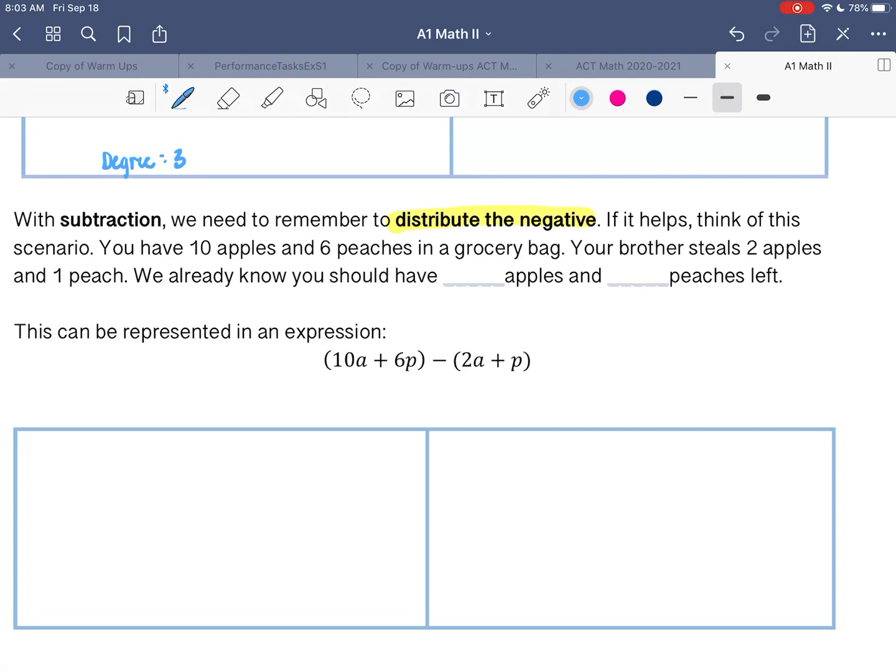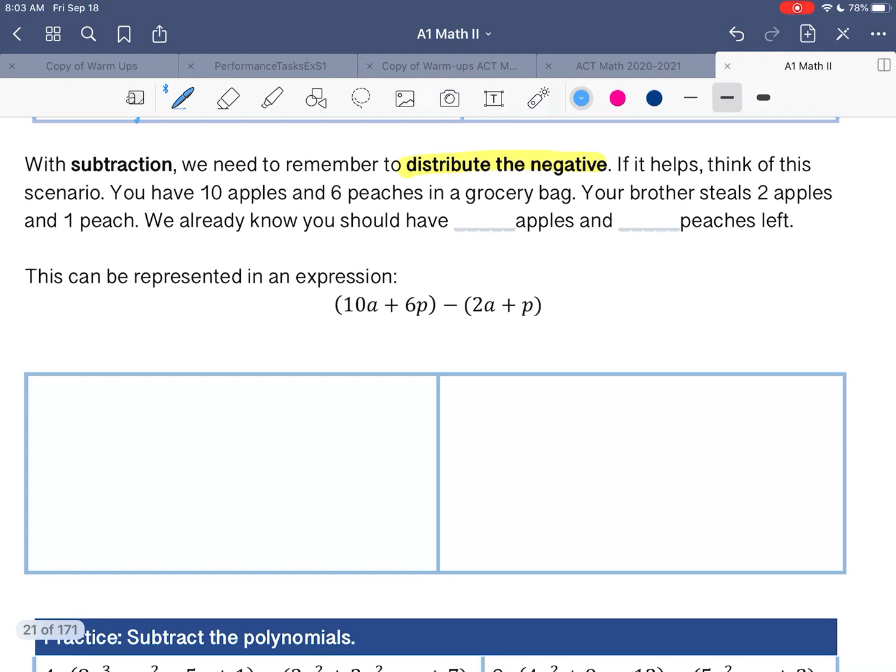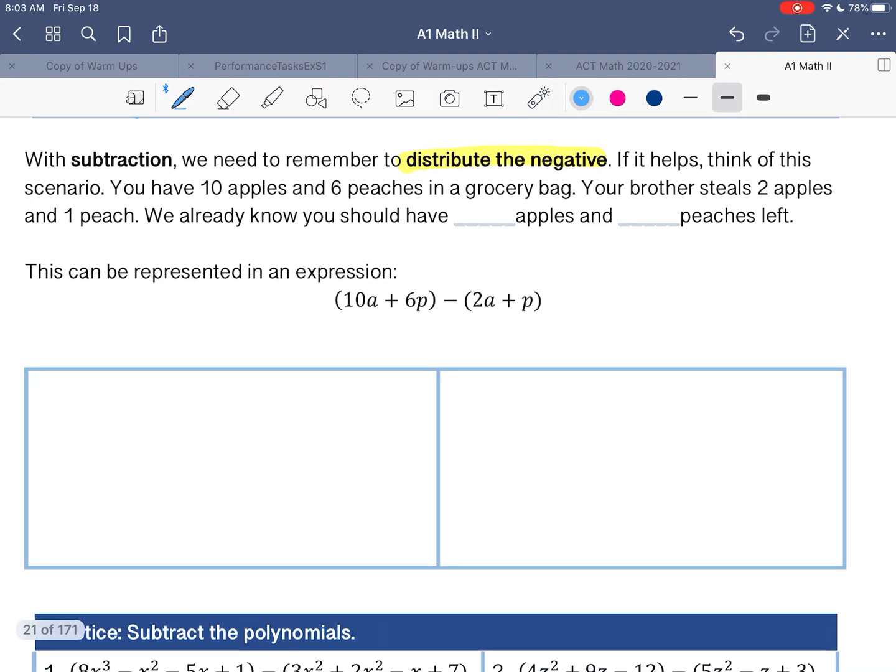So what we're going to do is sort of do an exercise in like a word problem, which I know everybody groans with word problems, but this is to help us recognize the need to distribute a negative. So this is my scenario. We have 10 apples and 6 peaches in a grocery bag. Your brother steals 2 apples and 1 peach.